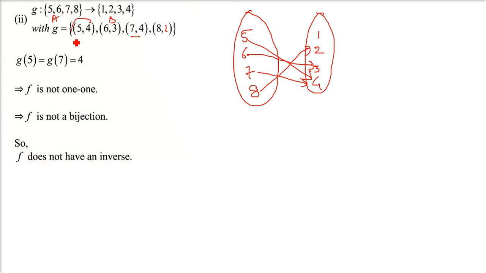So 5 to 4, 7 to 4. That is not 1 to 1. 1 to 1 means there should be no duplicacy. So 4 is having two pre-images, so 1 to 1 it is not there. What about bijection? It is not onto even because 1 is still left. Every element of set B, or you can say codomain, should be related to some or the other element of the first one.